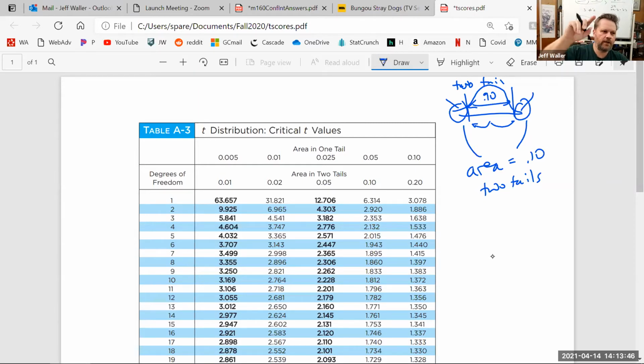The symbol for area in a tail or tails is the Greek letter alpha. Does anyone know what the Greek letter alpha looks like? Kind of makes sense, area, right? So we're going to use the Greek letter alpha for area. It looks like a fish. It's the little fish symbol, right? You've all seen that symbol? It's an eyeless fish. So I would say alpha is 0.10 for a 90% confidence interval.